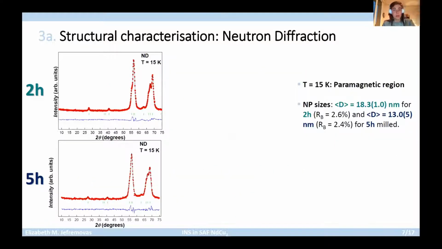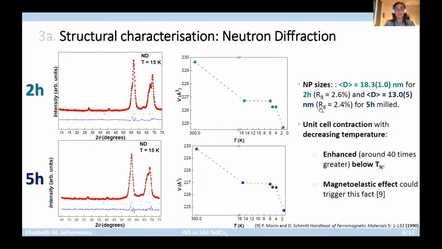Regarding the neutron diffraction, first we perform refinements on the paramagnetic region just to verify that the nanoparticle size agrees with the one previously obtained by means of X-ray diffraction. We also observed that at low temperature, once in a magnetic state, there is an enhancement of the unit cell contraction, which reveals the existence of a magnetoelastic effect, which is very common in rare earth alloys.